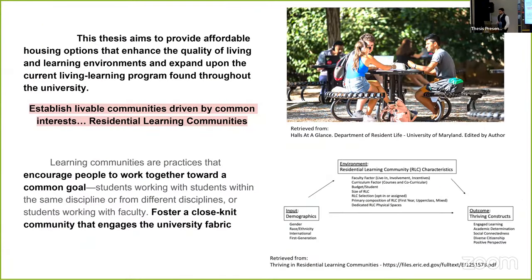So this thesis aims to establish livable communities driven by common interests, or residential learning communities, and to provide affordable housing options that enhance the quality of living and learning environments, expanding upon the current living learning programs found throughout the university, to encourage people to work together towards a common goal and foster a close-knit community that engages the university fabric. A mix of gender, race, discipline, and the environments that you work in fosters a closer-knit community and allows for networking and learning opportunities outside of the classroom.